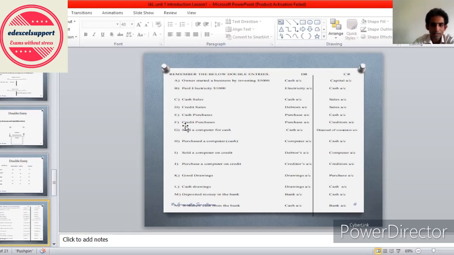If credit purchases, when you purchase goods on a credit basis, trade payables or creditors will be created. Remember that. Purchase is an expense account, and trade payable is a liability account. So purchase will increase, so purchase account debit. Trade payable is a liability, increase, the relevant liability account credit, so creditors account credit.